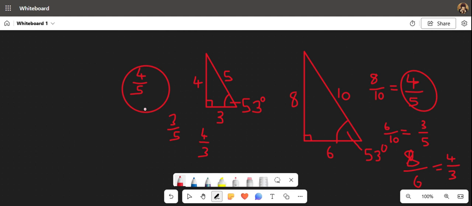So, all the ratios are the same regardless of the size of the triangles. This is the foundational idea of trigonometry. The ratios of any two sides relative to a specific angle will always be the same for a right angle triangle, regardless of how big that triangle is.